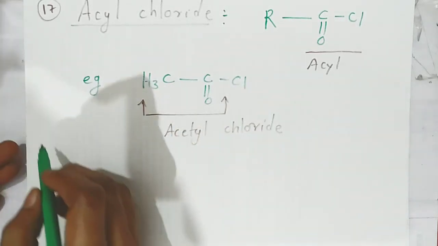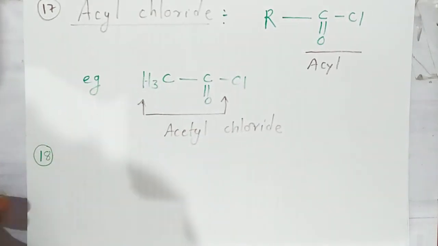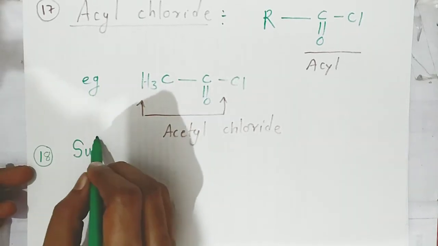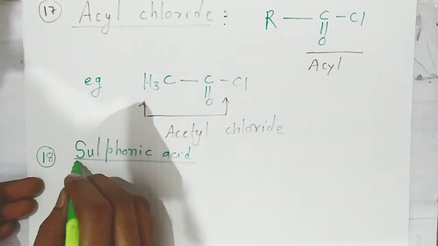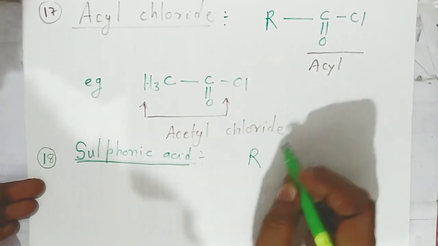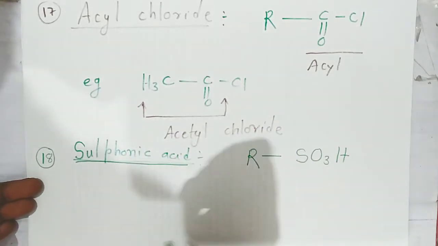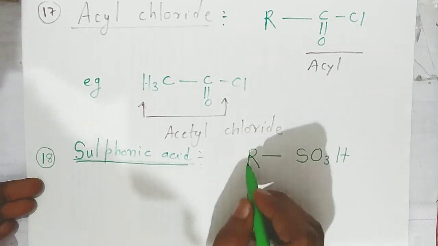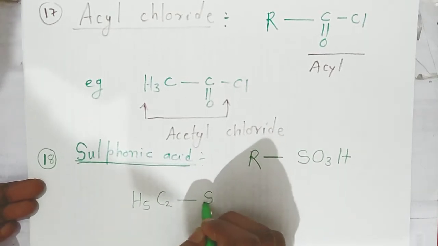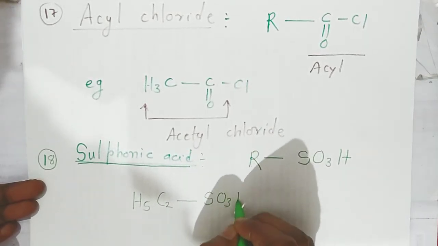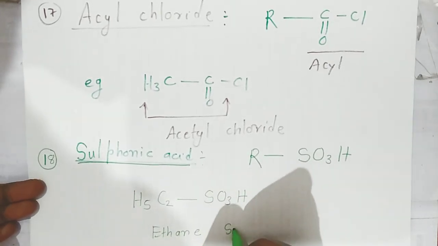Now students, the last functional group that we are going to see is sulfonic acid. Here, students, when hydrogen of the alkane is replaced by the sulfonic group, SO3H is the sulfonic group. This compound is called sulfonic acid. Say for example, alkyl I am taking C2H5, the ethane. Now we are replacing hydrogen with the sulfonic group SO3H. So this is called ethane sulfonic acid.